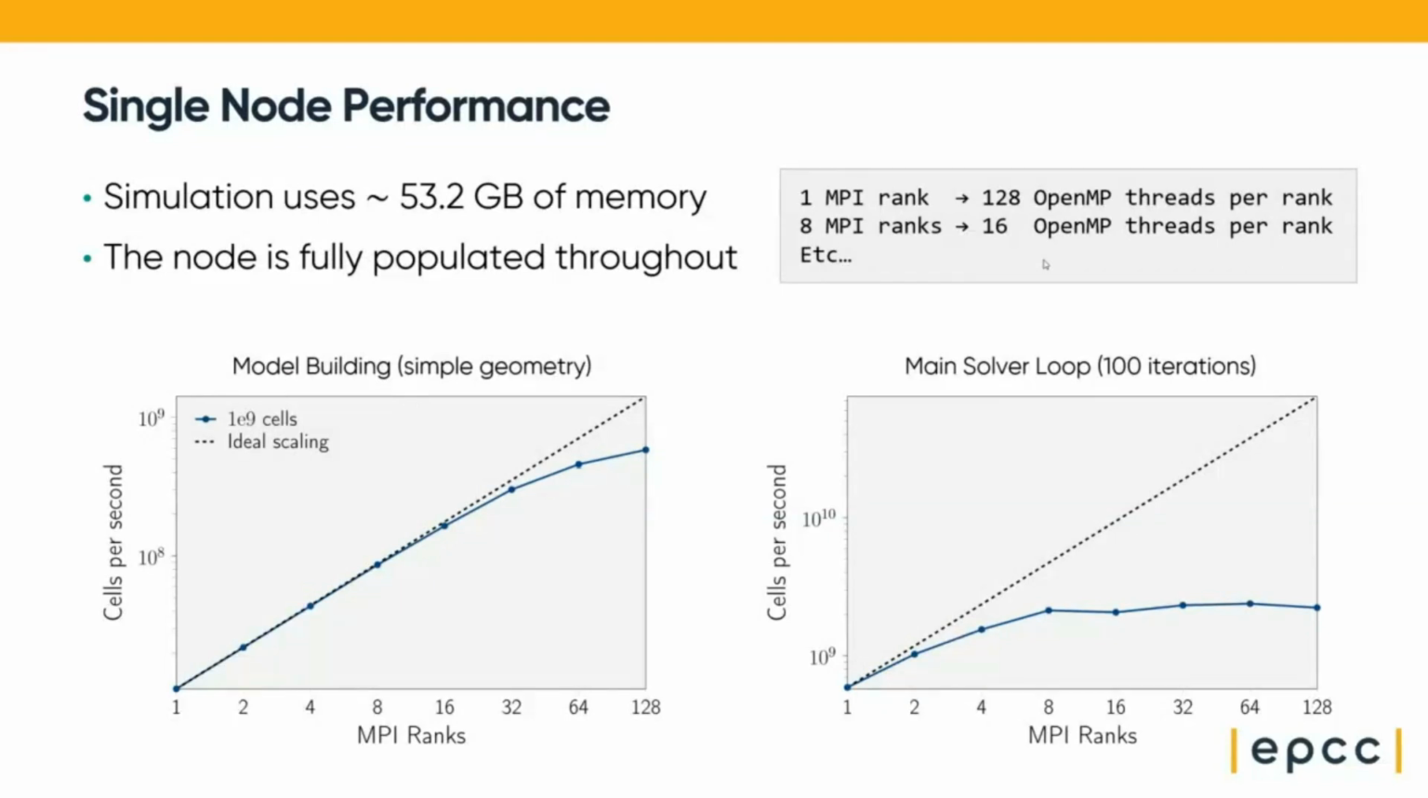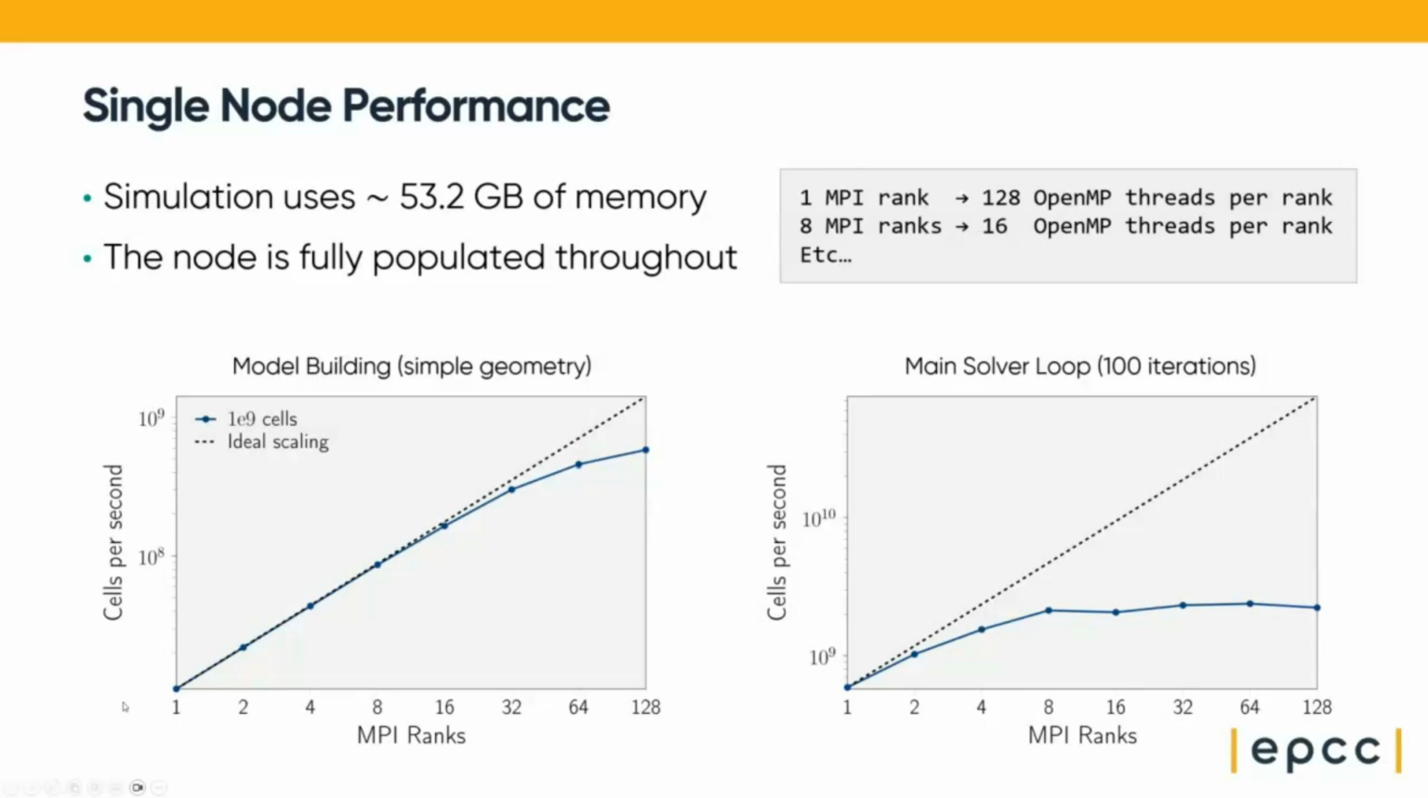So we started by looking at how this performed on a single node, to get an optimal MPI and OpenMP hybrid run and work out what the best configuration was. This was using a 1 meter cubed model, which used about 53 gigabytes of memory. Throughout these, the node is fully populated. So if you've got one MPI rank, that's 128 OpenMP threads, because we want to work out how we can use the full node most optimally. You'll notice that between the building and the solver, the results look quite different.